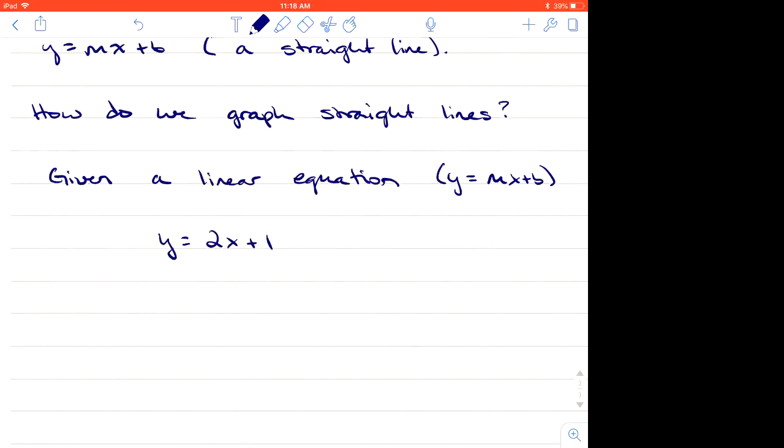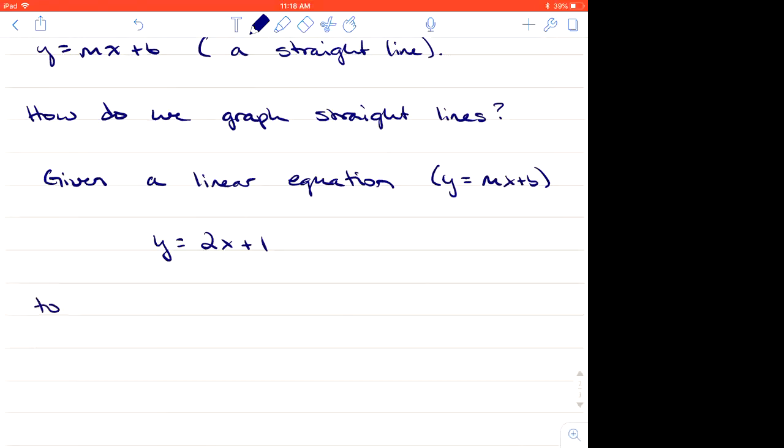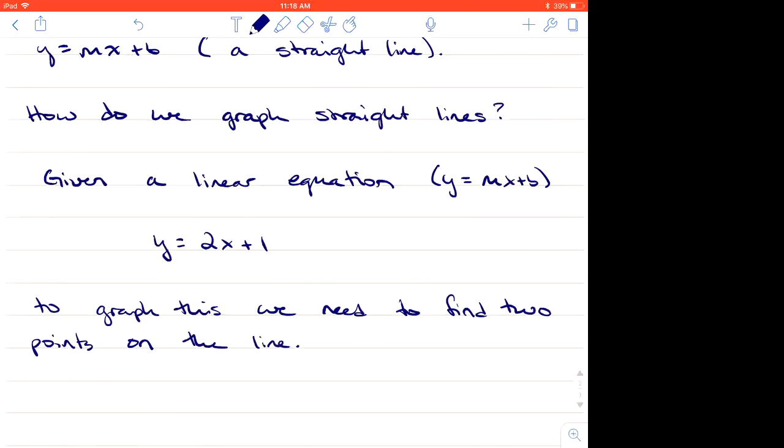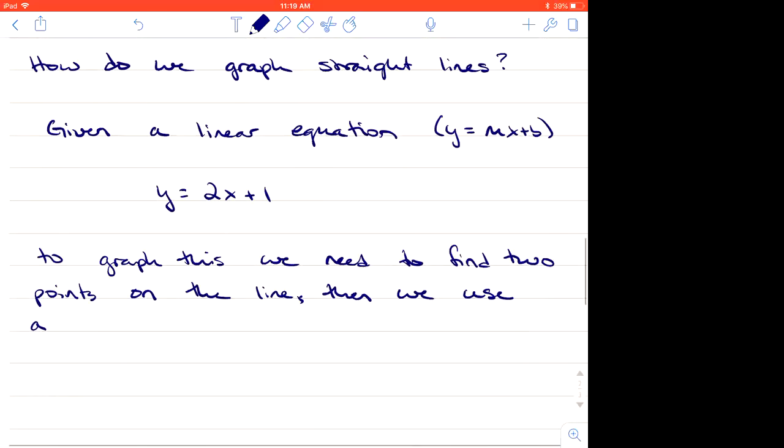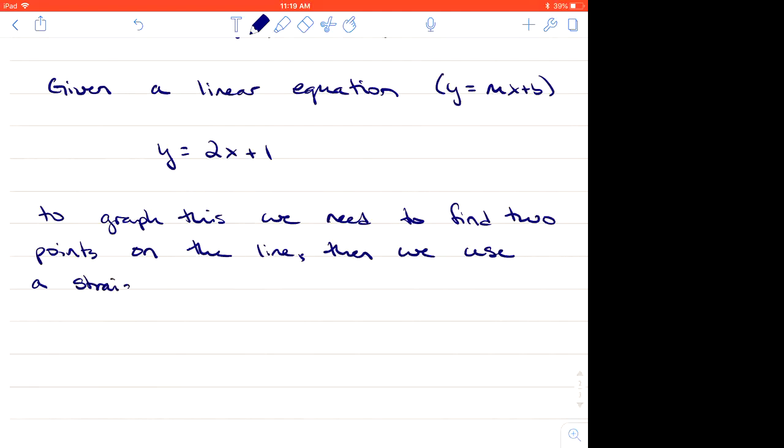So given a linear equation, to graph this, we need to find 2 points on the line. Then we use a straight edge to connect them.